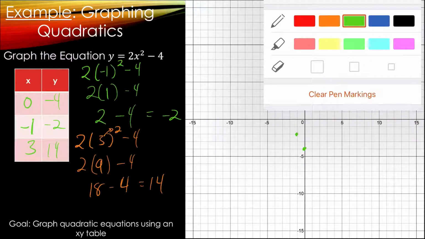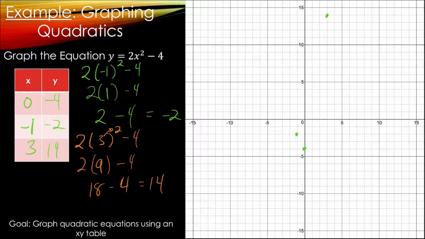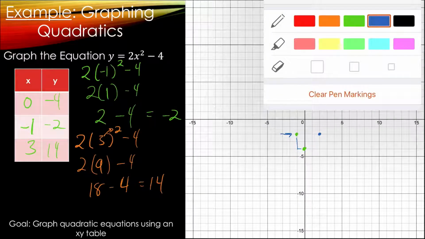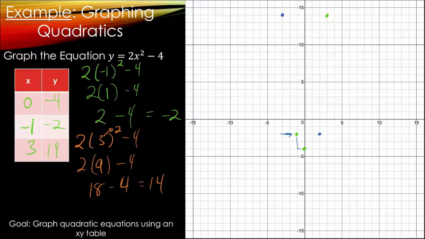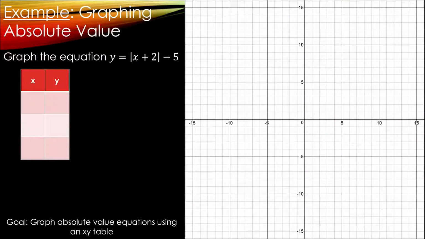Okay, and this is what I'm meaning by, I know to get to this point right here, I have to go over 1 and up 2. So I'm going to do the same thing. I'm going to mirror that point. Same thing over here. I'm going to mirror that point. When I'm drawing this graph, it kind of helps me create a shape. I'm not looking for anything perfect, just so you get a basic shape of what this is going to look like. That's my quadratic.